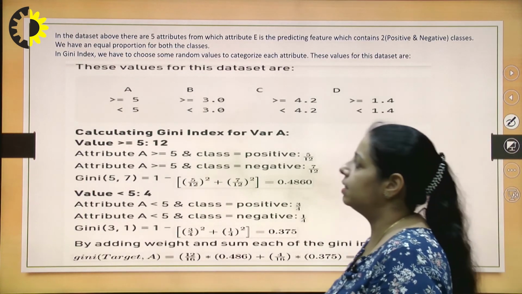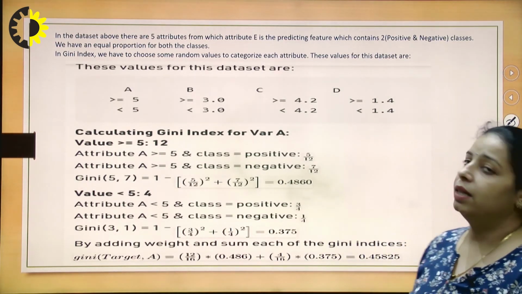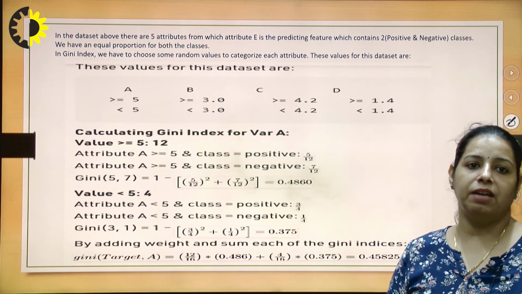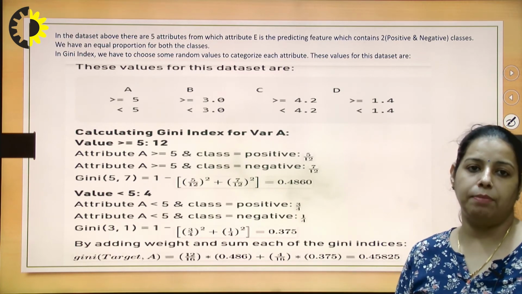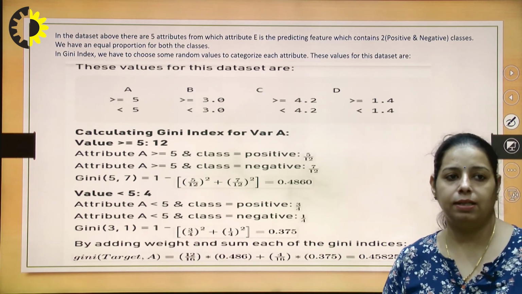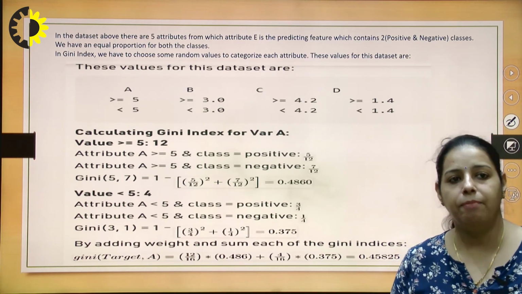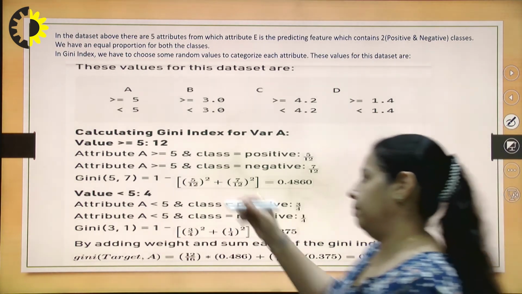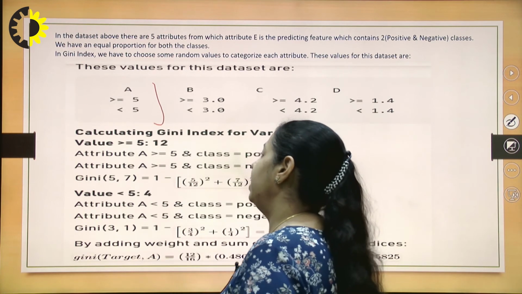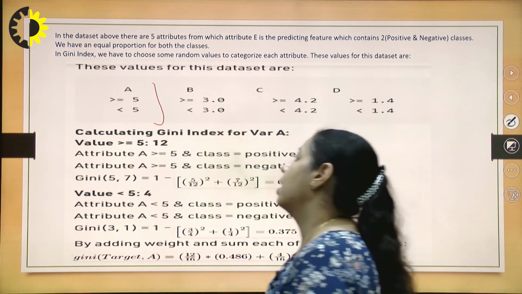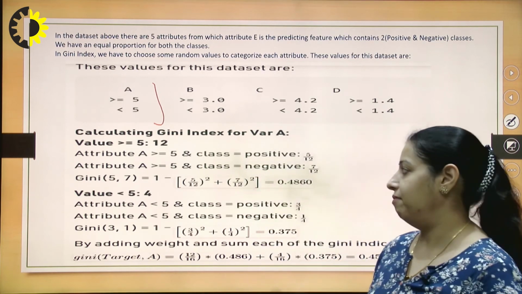So let's take the data set above, where there are 5 attributes. E is the predicting feature, which contains 2 types of classes, positive and negative, and we have equal proportions of these classes. In the Gini Index, we have to choose some values to categorize each attribute. So let's take A first. For A, we will take those values which are greater than 5 or less than or equal to 5.